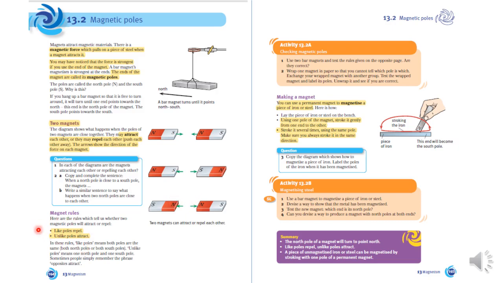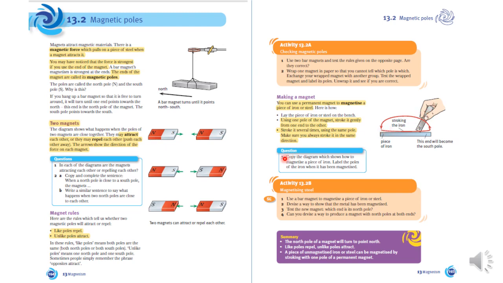Now these are the most important rules. Like poles repel. Like means the same poles. Unlike poles, meaning opposite poles, attract. We can magnetize an iron or steel by rubbing it with a permanent magnet. This is a permanent magnet, but the result here, or this magnet, is not permanent. It will lose the magnetism after some time. It will not last for a long time like the permanent.